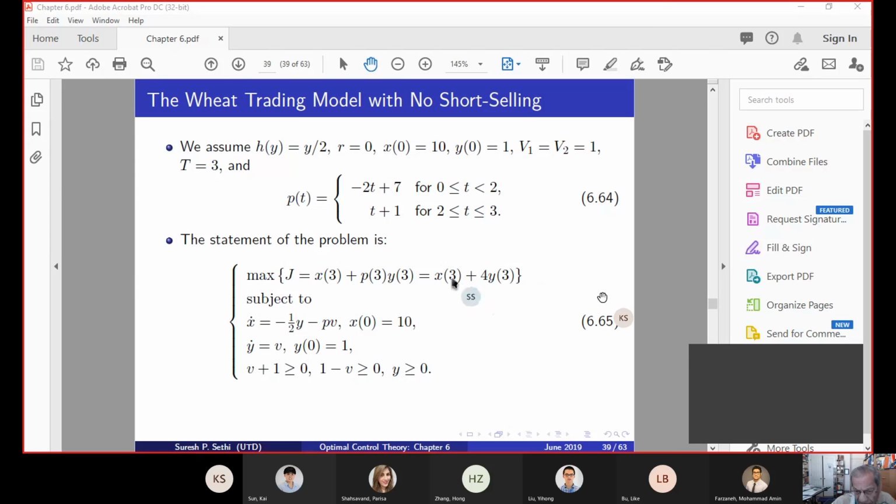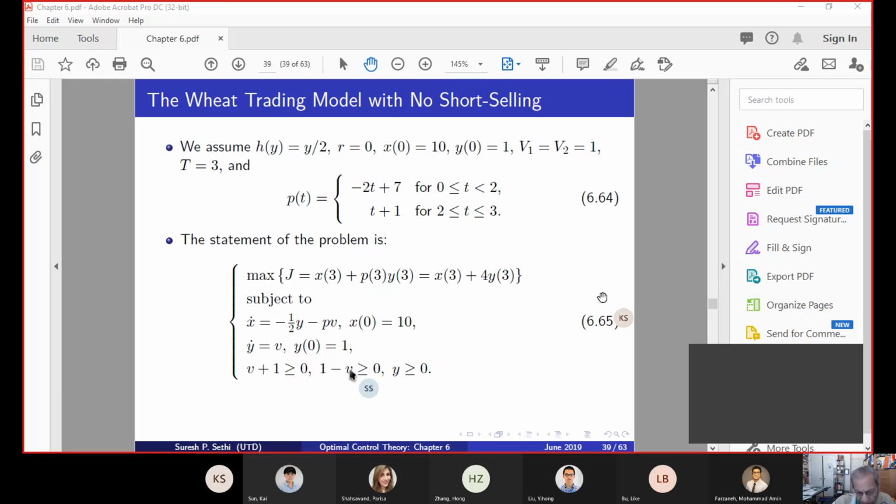The terminal wealth is x3 plus 4 times y3, because remember that the price at t equal to 3 is 4. So we can evaluate our wealth by the value of the wheat plus our cash. x dot is minus half y times PV, y dot is V. So this is standard, but we write the boundary conditions here.